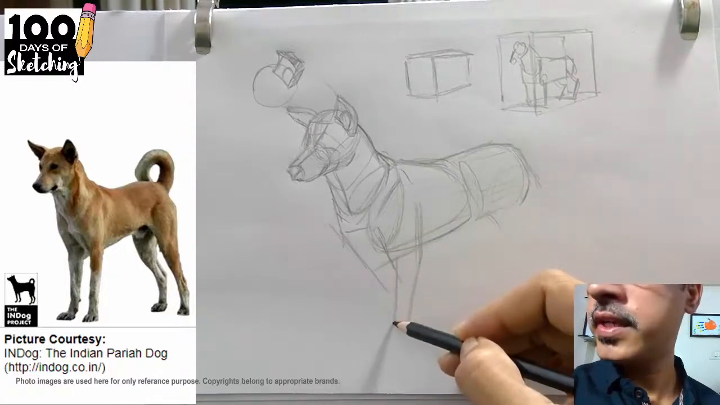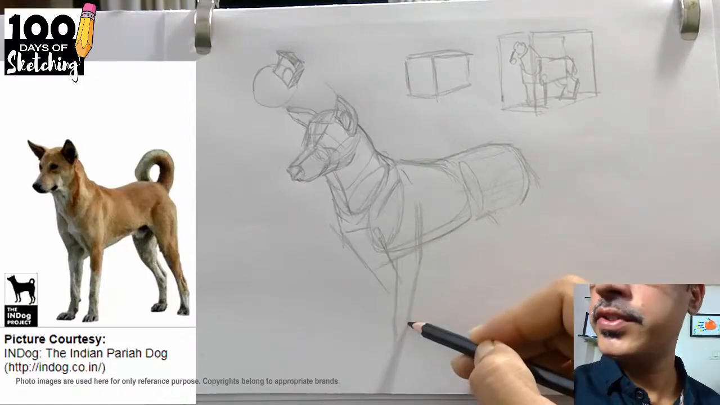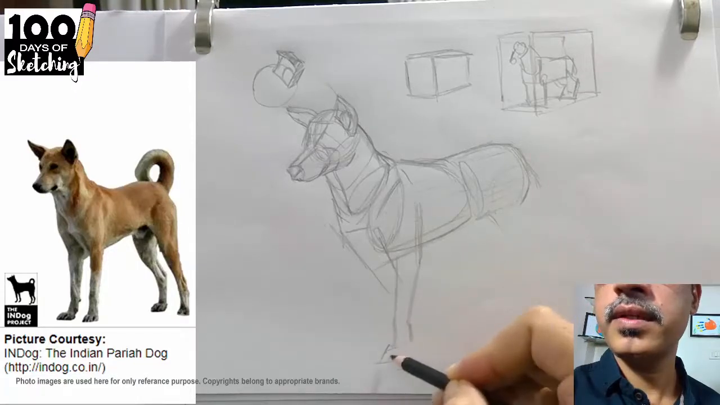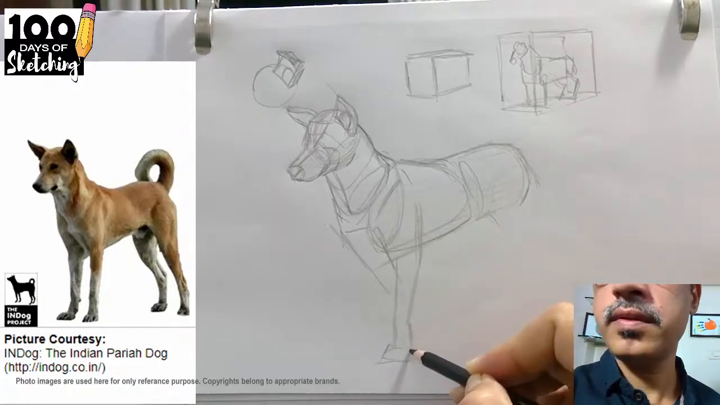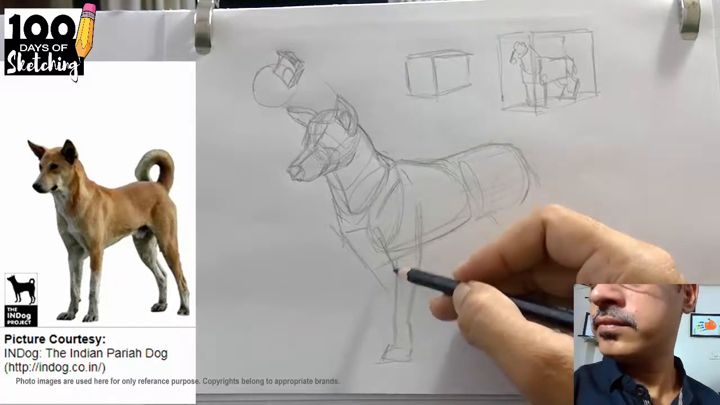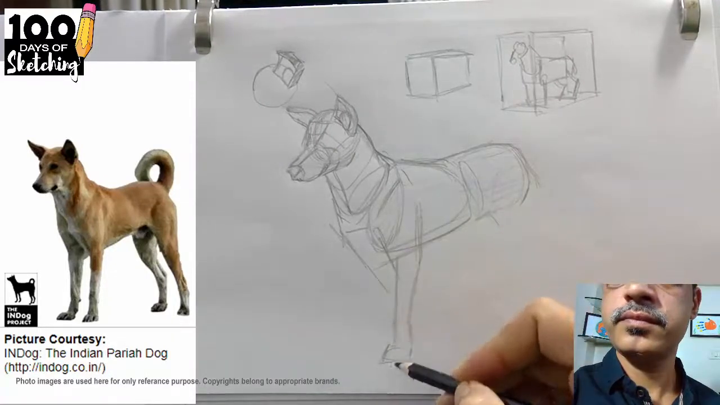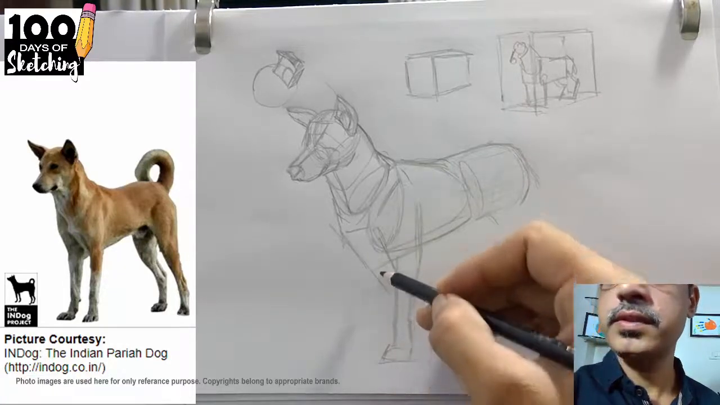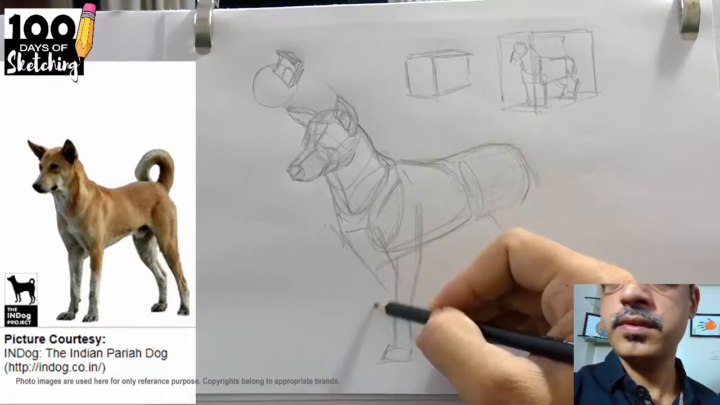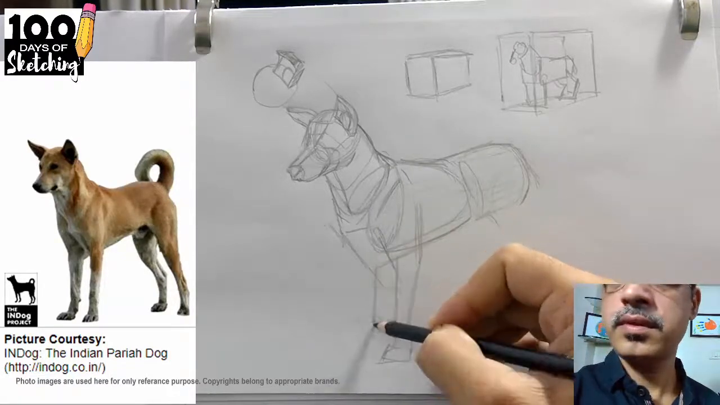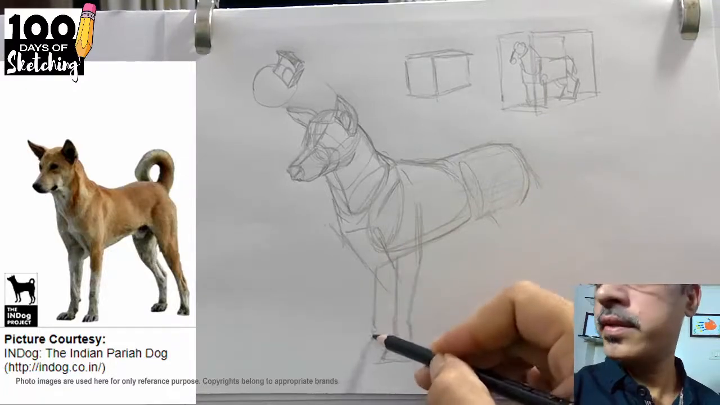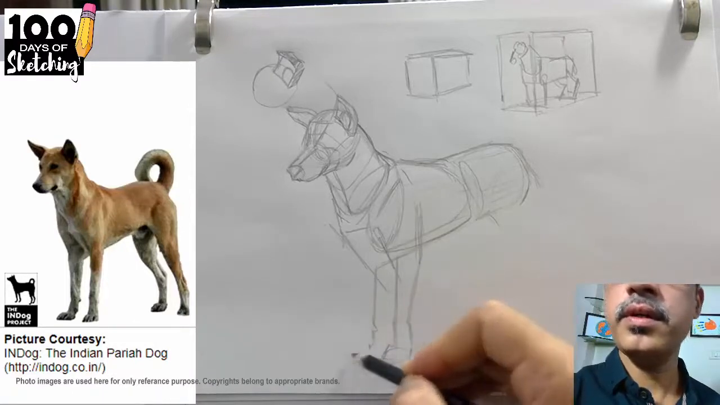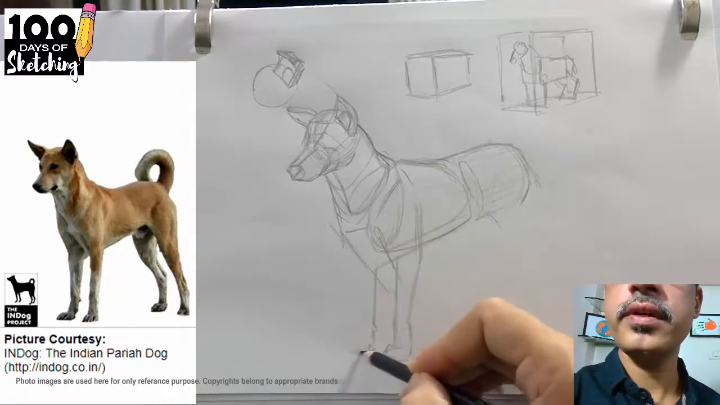Till here it's straight with a little curvature. And again, this is the second leg, and you can see this is the line, so it's here, ending here somewhere.